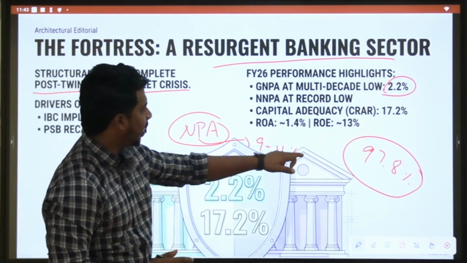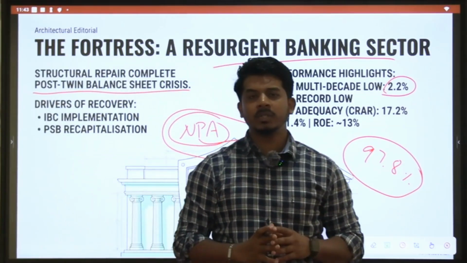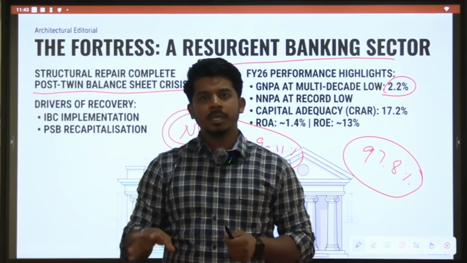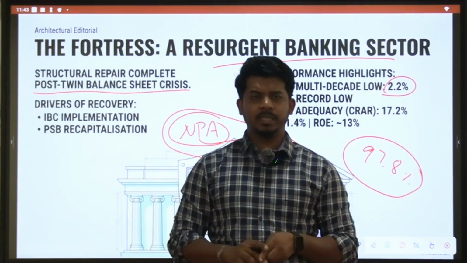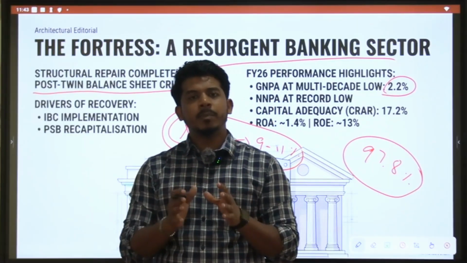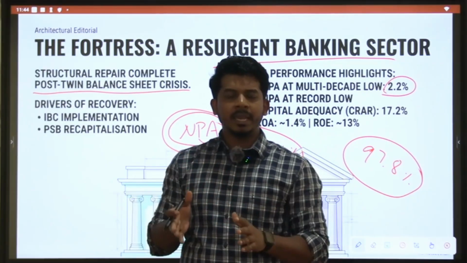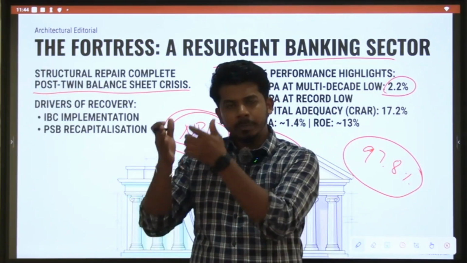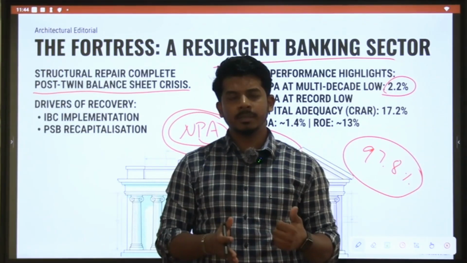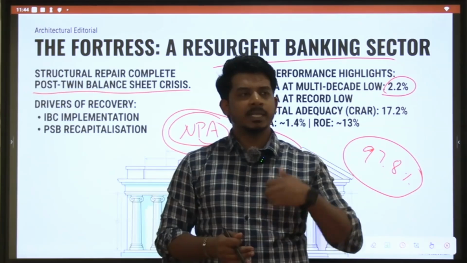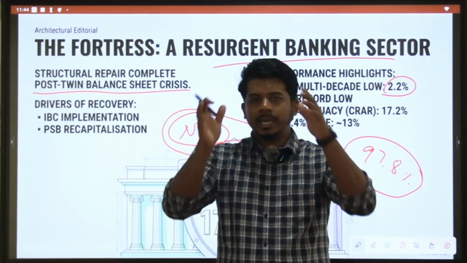When these NPAs are high, we have a problem called the twin balance sheet problem. What is the twin balance sheet problem? A balance sheet is almost like a budget, how the government is managing its revenues and expenditures. Companies manage their assets and liabilities. So there is a company A which has some assets like its buildings, its computers, etc. And it has some liabilities. It has taken a bank loan. It has to pay salaries to the people. So it has some assets and some liabilities. That is its balance sheet.